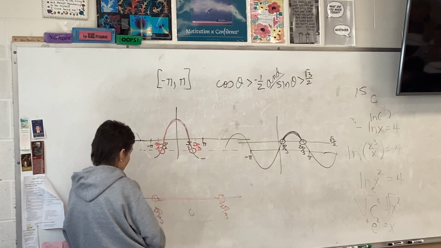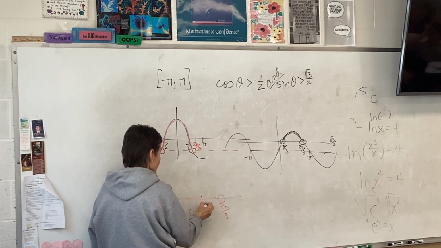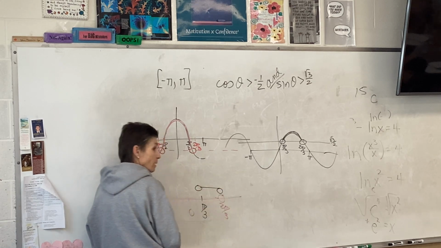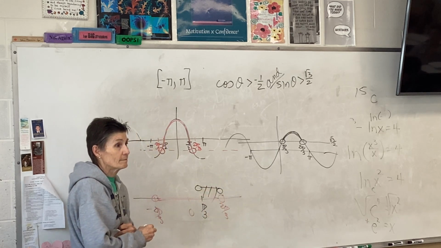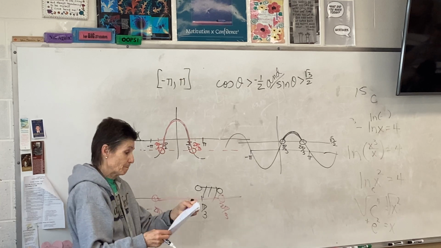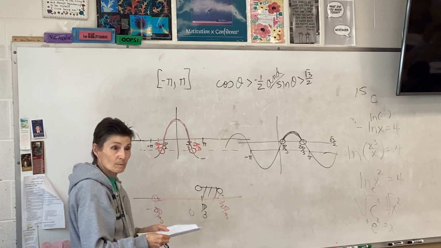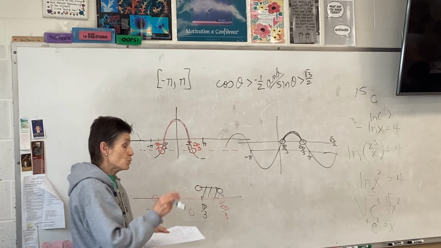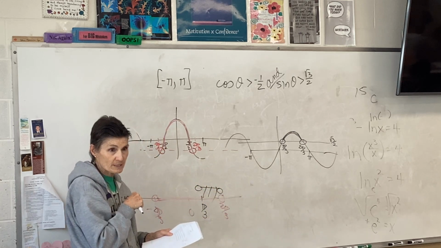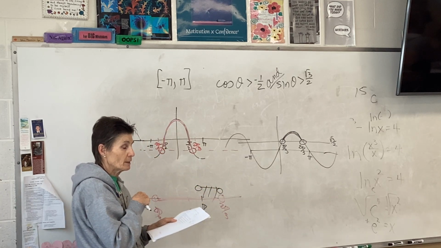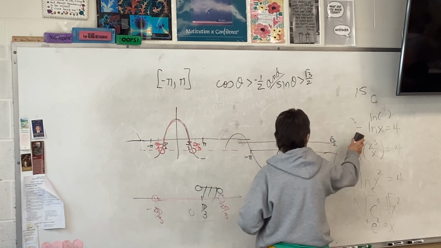So this one was everything between negative 2 pi over 3 and 2 pi over 3. That one's everything between pi over 3 and 2 pi over 3. So both would be right there, right? That's the answer. So that would be D. Everybody good? Now, you might do that a totally different way than I did, and that's perfectly okay. Make sure you're getting the same answer.